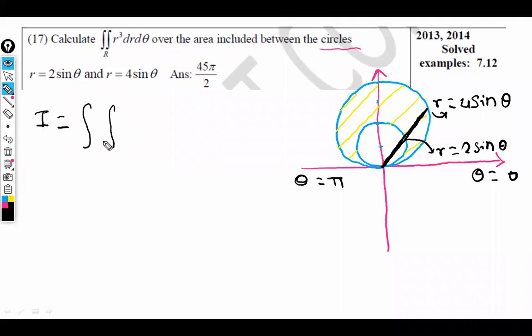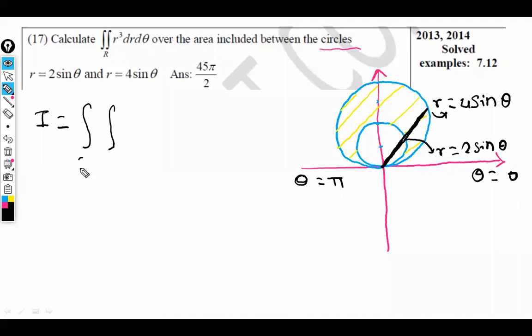Sir, can you please explain the theta part once again? Theta is very straightforward. There are two ways. One way: the circle exists in the first and second quadrant, so theta is 0 to pi. The other way: initially the curve starts with theta equal to 0, and when you rotate this strip from 0 to pi, you cover the entire region. There is no need to drag that strip from pi to 2 pi.